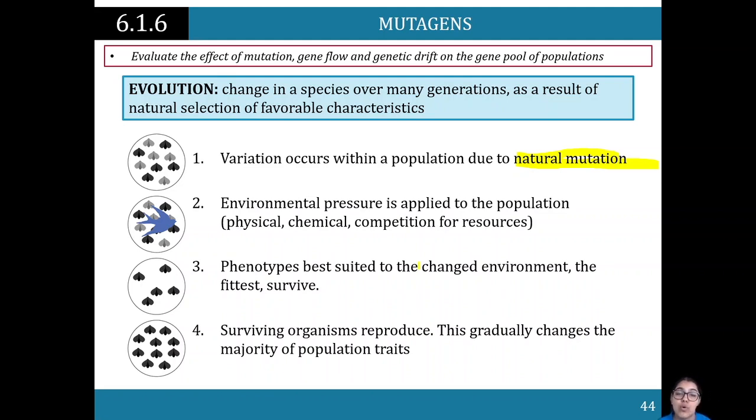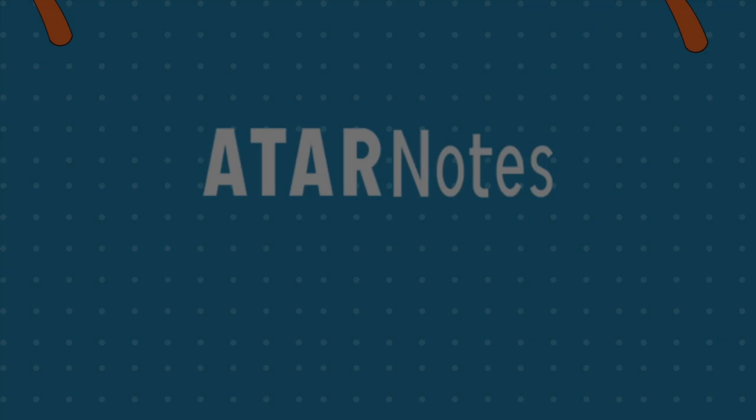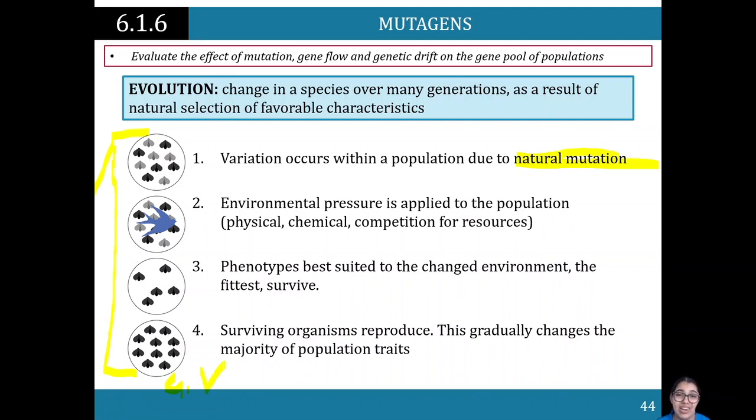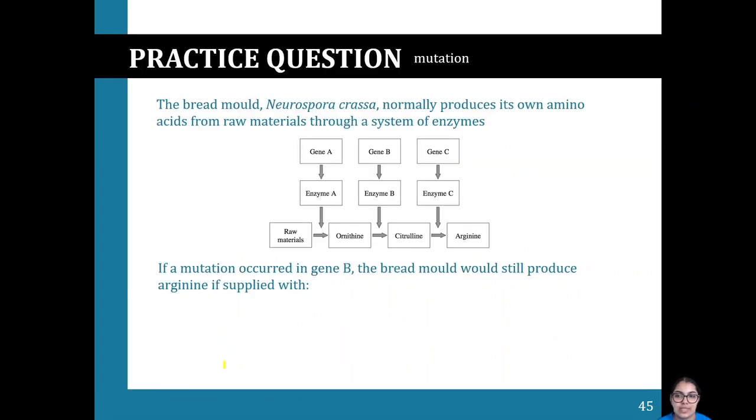surviving organisms will reproduce. So this is telling us that genetic variation, GV, is really, really important. And I want you to remember this because we're going to come back and link this back to biotechnologies and genetic technologies when we discuss that.